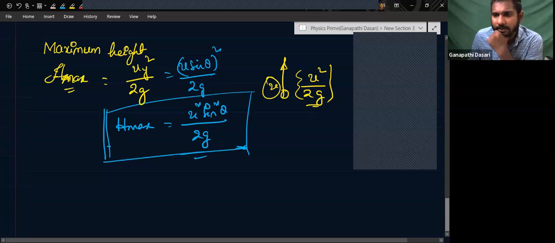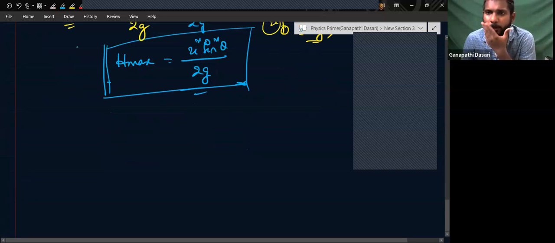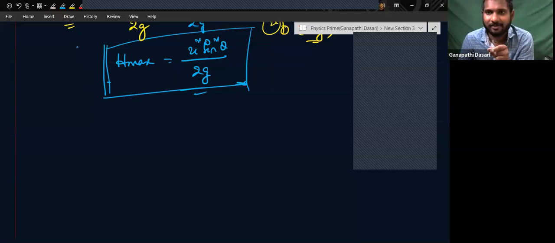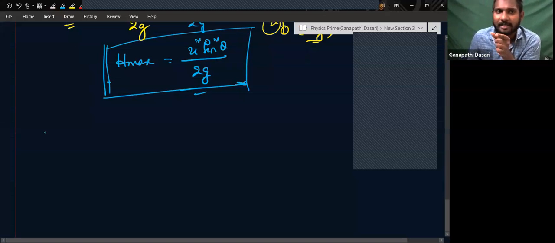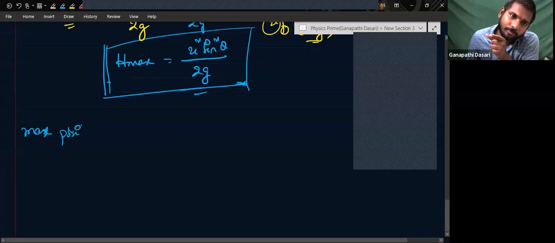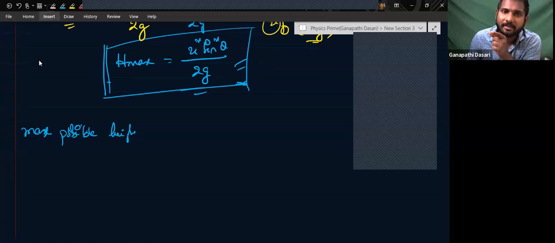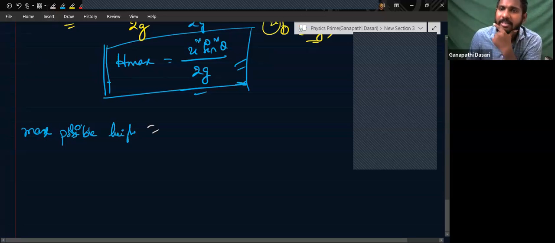Now, if H max you know, what is the maximum possible height? I gave you H max, maximum possible height, and when will it happen? It's not maximum height. Maximum height is this one. Maximum possible height with the given situation. Maximum possible is what?